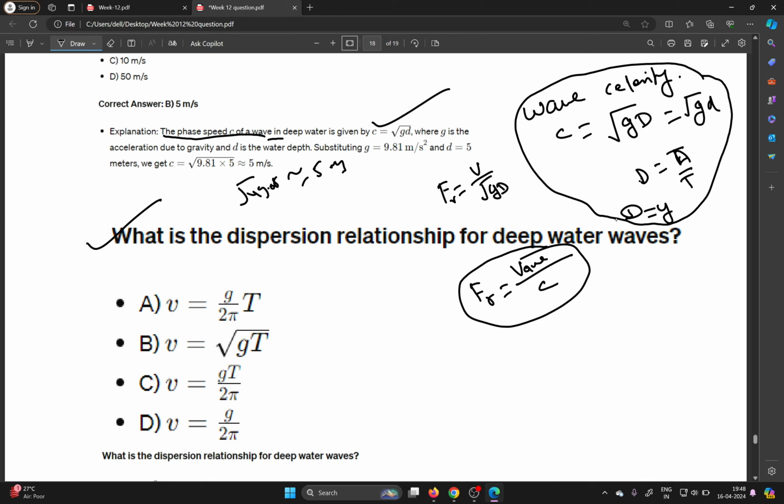With the assumption for getting the expression of this, we have assumed lots of things. You need to follow the book. Now the question is, what is the dispersion relationship for deep water waves? We are talking about here the deep water waves.